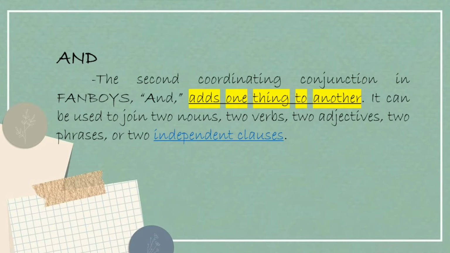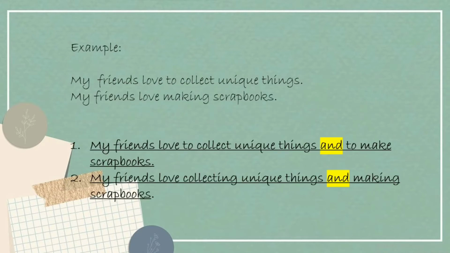And then the other one is the word and. It is the second coordinating conjunction in fanboys and adds one thing to another. So it usually adds some words to another. It can be used to join two nouns, two verbs, two adjectives, two phrases, or two independent clauses. Let us take these words or sentences for example.